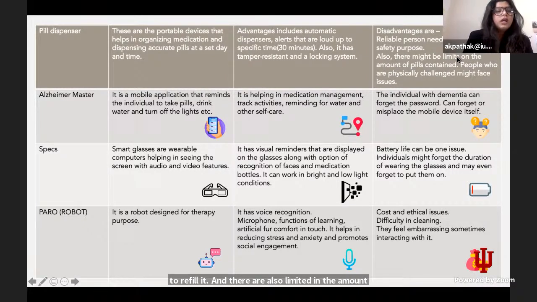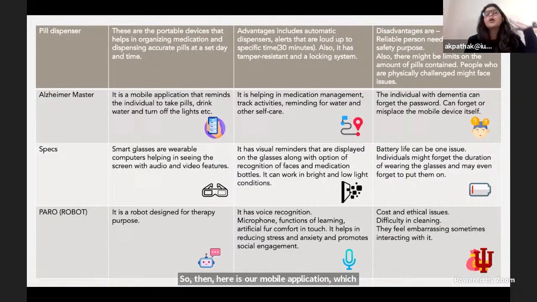Then here is a mobile application which reminds the individual to take the pills, drink water, and turn off the light. The advantages are that it helps to track the activities, like walking and eating and everything, and taking the medications. But again, the disadvantage is that the person can forget the password or misplace the device itself.